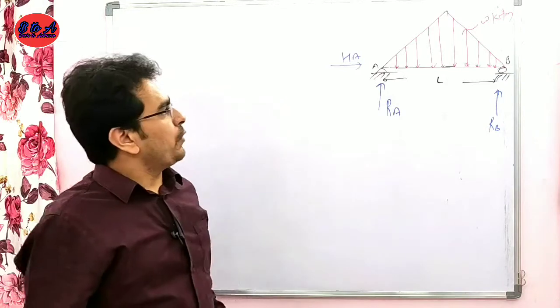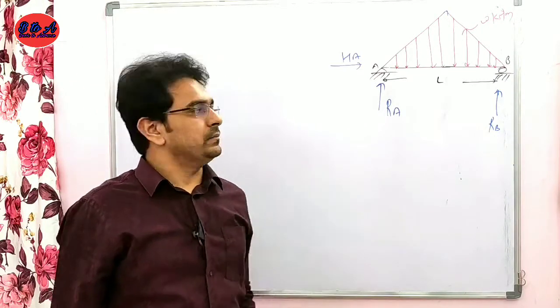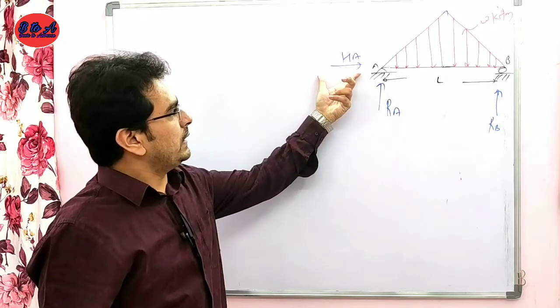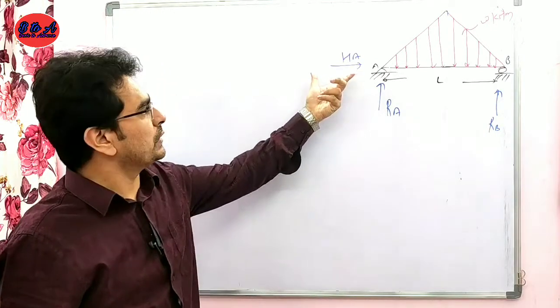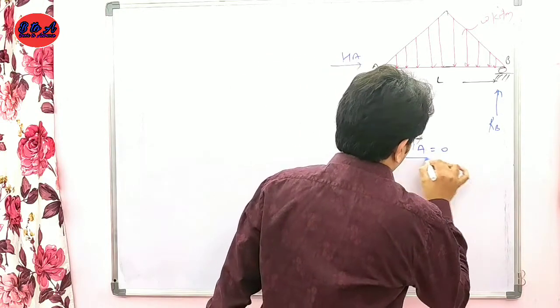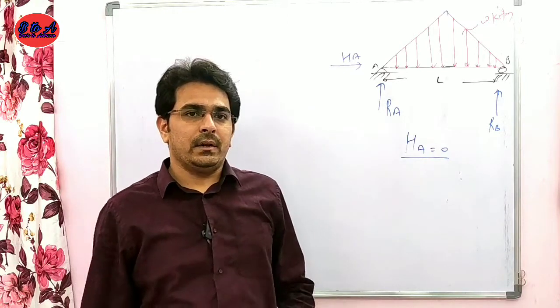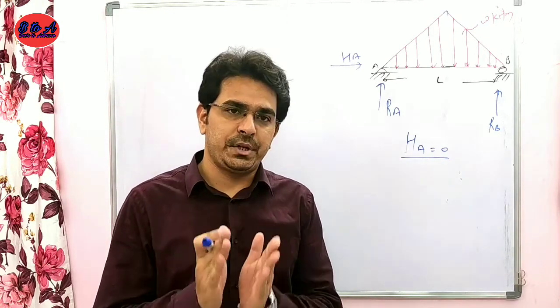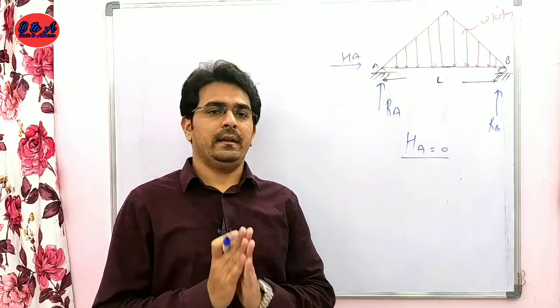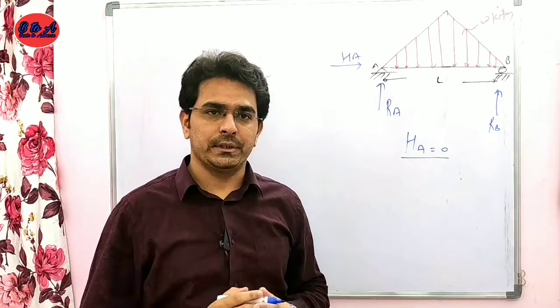हमारे कंक्लूजन के अकॉर्डिंग इफ द लोड इज एक्टिंग इन द वर्टिकली डायरेक्शन देन द रिएक्शन इन द हॉरिजॉन्टल डायरेक्शन विल बी 0. सो द वैल्यू ऑफ HA इज इक्वल टू 0. हमारा दूसरा कंक्लूजन ये था, इफ द लोड इज सिमेट्रिकली डिस्ट्रीब्यूटेड ओवर द बीम देन हमको जो रिएक्शन मिलती है वो इक्वल मैग्नीट्यूड की होती है.